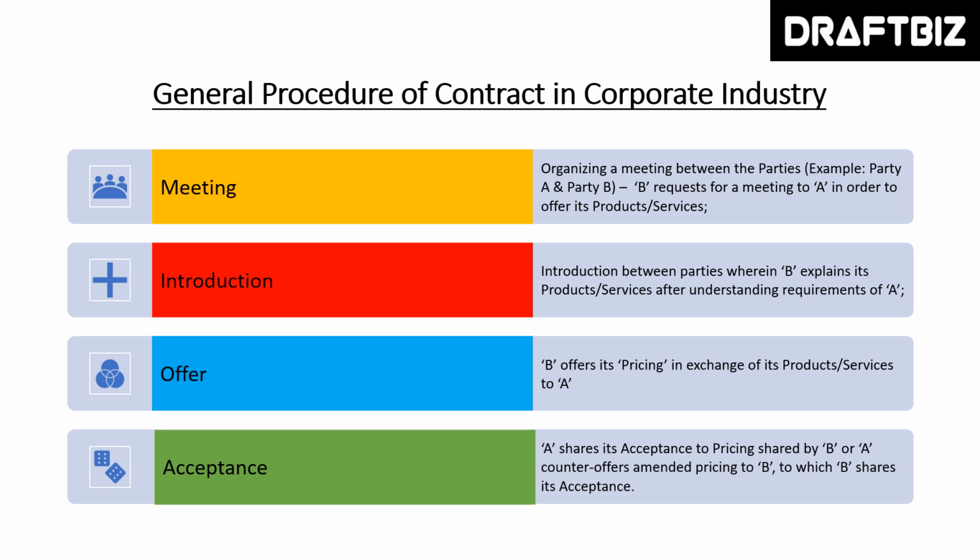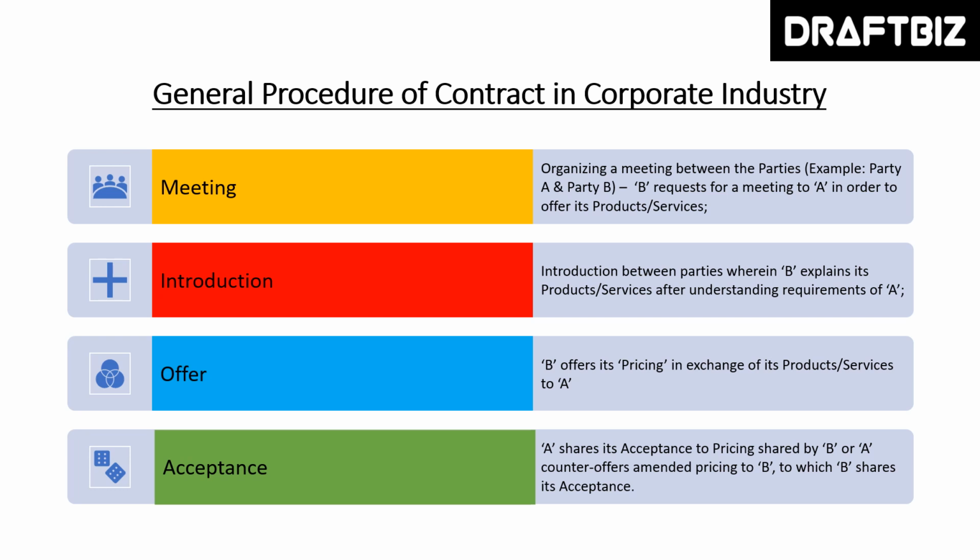So let me take you through the general procedure of contract in corporate industry. First of all, there is a meeting in which, suppose there are two parties, party A and party B. Party B requests for a meeting to party A, and during the meeting, next stage comes, that is introduction. B introduces its products and services which it is offering as per the requirements of A. After understanding the products and services from B, A inquires about the pricing. The next comes the offer. B will communicate the pricing in exchange of its products and services to A, that this is the pricing we are offering and will be charging you this much.